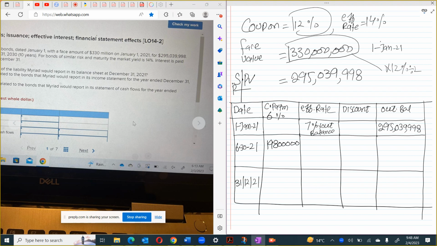Okay. So I will put the double entry, very simple. First of all, the double entry will be debit. I will do interest expense.